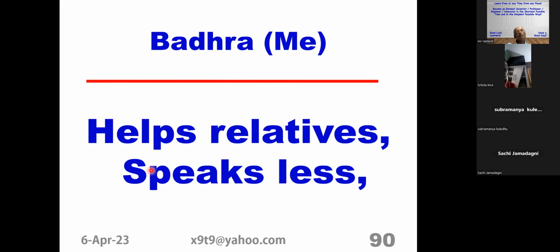So they speak less, they help relatives. Relatives means anybody, including friends and others also. Helping nature will be there. And he speaks less, he will do more. He will work, but less speaking. Manmohan Singh. They will do the work, but they speak a little less compared to others. That is how it is.